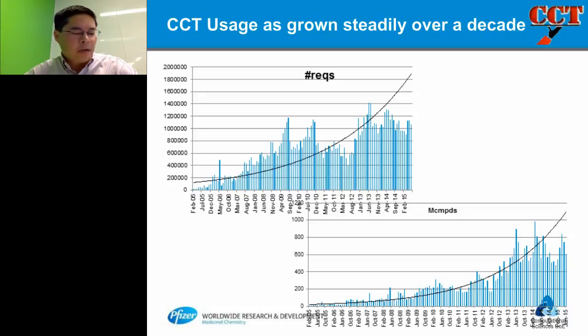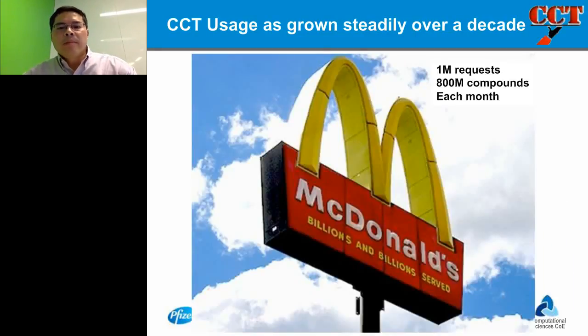Also, in recent years, we've put in place a set of automated data pulls. So nightly, CCT accesses the latest round of project data, ready to present to the project team the next morning. What this boils down to is that there are 1 million requests being processed by CCT, each of them running 800 million compounds every month at Pfizer, which I think is a pretty impressive achievement.